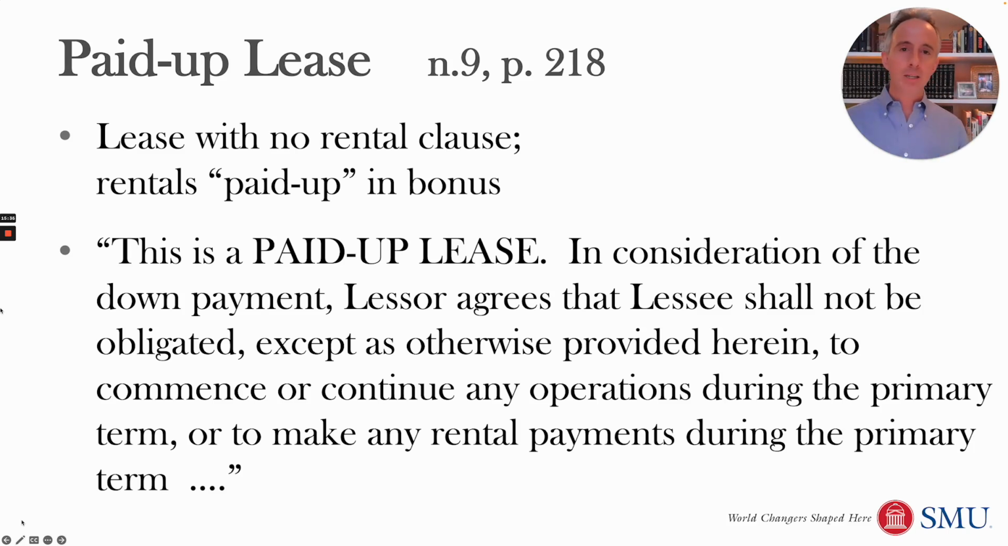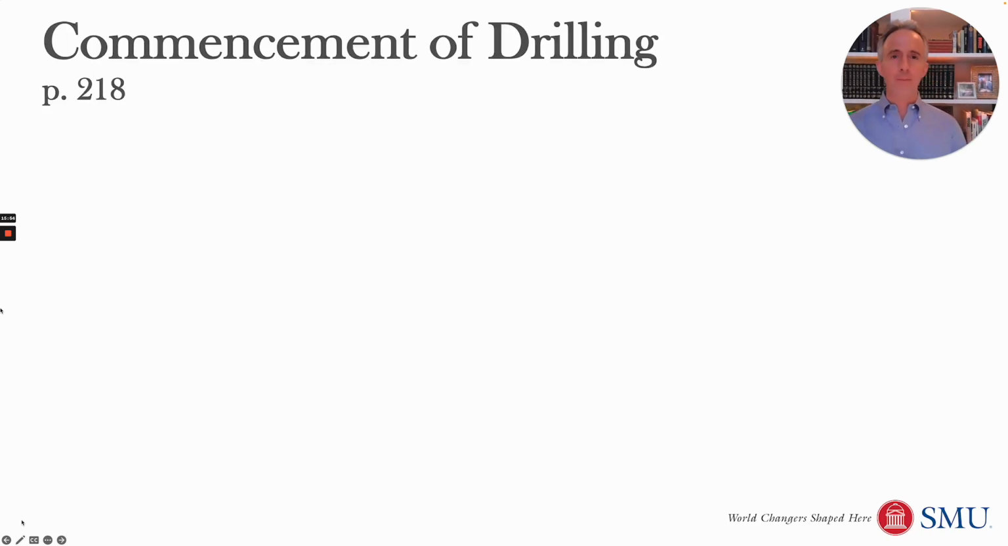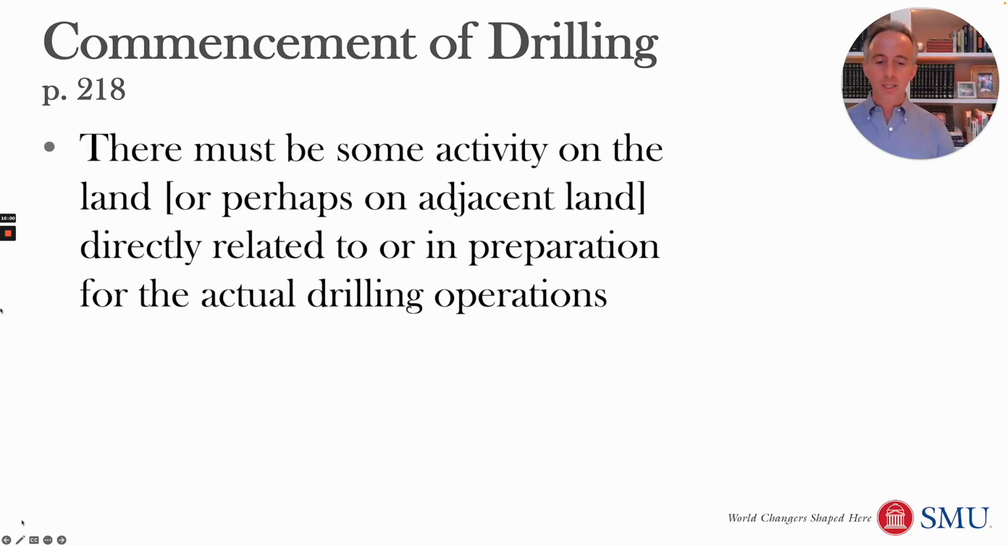So nowadays, most commonly, oil and gas companies are going to want a paid up lease where they don't have to bother about delay rentals during the primary term, and they can just wait till the end of the primary term to drill. Okay, so oil and gas companies have till the end of the primary term to drill. What does it mean to commence drilling that is going to allow the lease to continue?